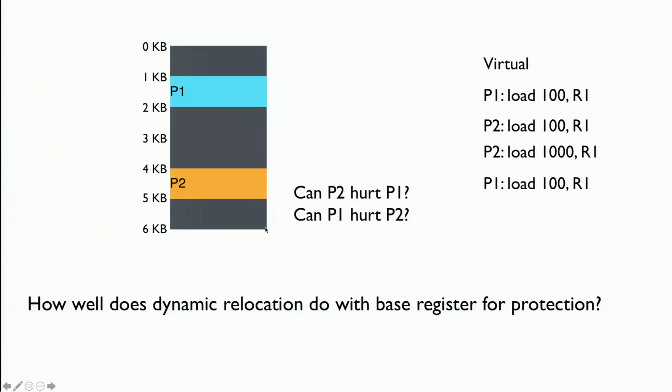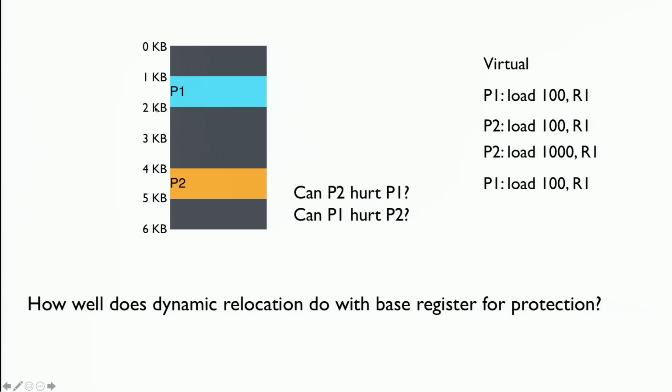Okay. All right, so are we done? Of course not. We are very far from done. So one question: with this base register, can we protect two processes from accessing each other's address spaces? So can P2 hurt P1? Can it read or write P1's address space?